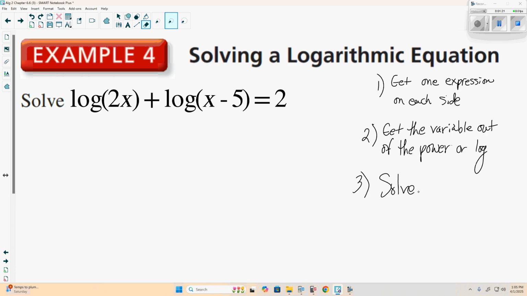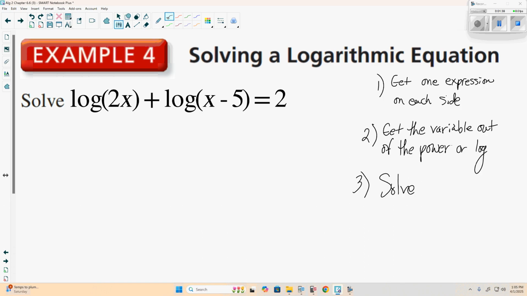So the steps we had yesterday still hold true for the ones we're solving today. One, we need to get one expression on either side. Two, we need to get the variable or variables out of the power or log. And then three, we're going to solve.